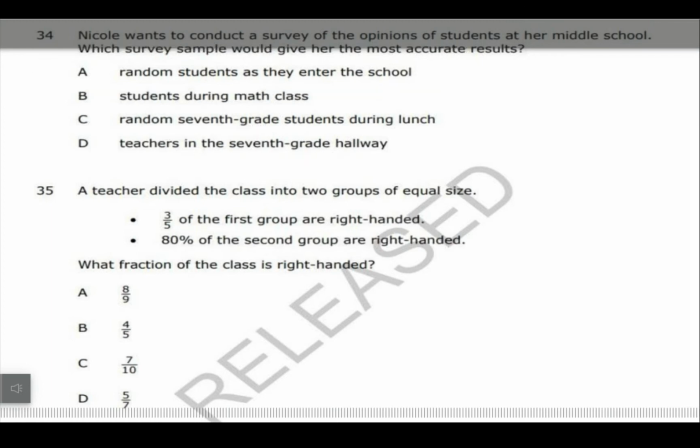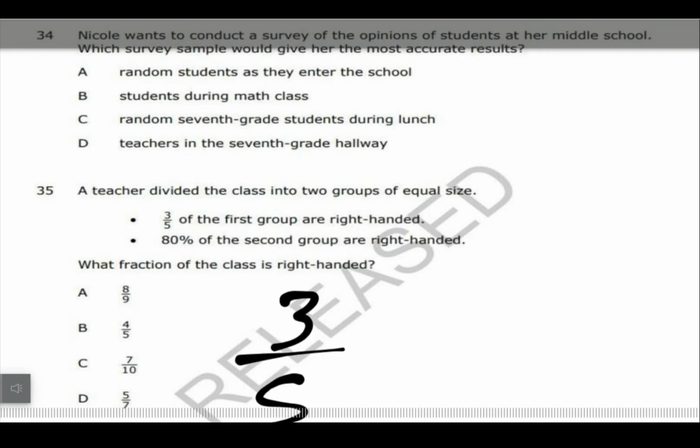35, it says teacher divided the class into 2 groups of equal sizes. 3/5 of the first group are right-handed. 80% of the second group are right-handed. Which fraction of the class is right-handed? All right, so in the first group, we had 3/5.